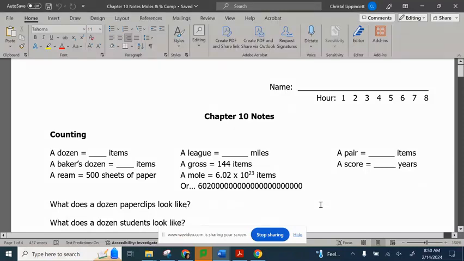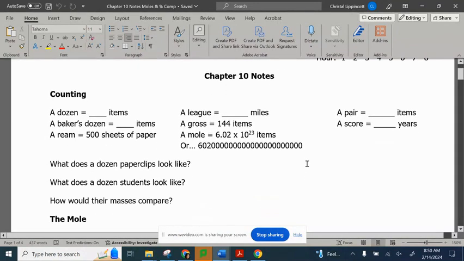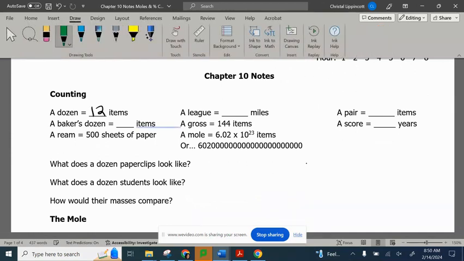Paper in your packet, hopefully close to where your homework was last night, that looks like this. Okay? So you are probably familiar with the idea of a dozen, where you've got 12 items. Have you heard of a baker's dozen before? 13. They give you an extra one.